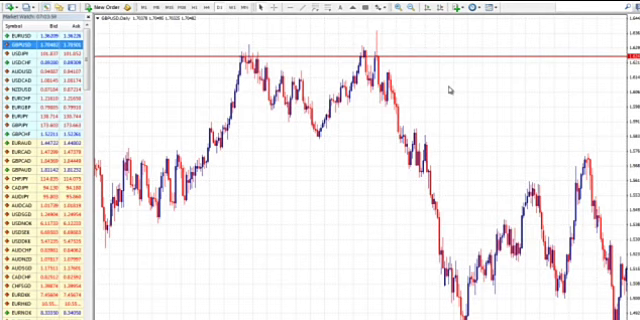Now we are not only going to use support and resistance levels to short, we are going to use trend lines. And because right now we are in an uptrend, we are going to go from this low to this low right here.